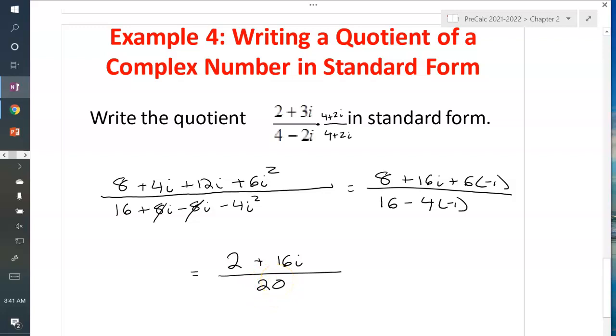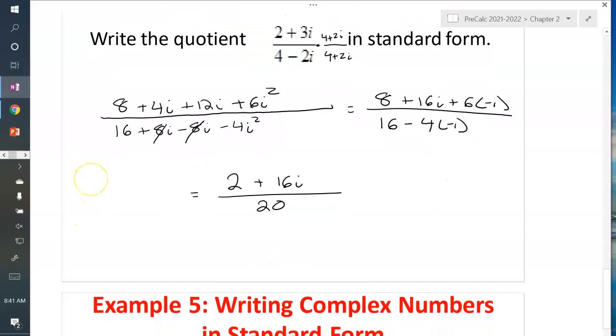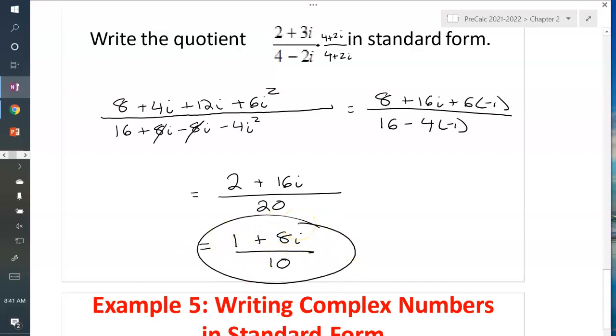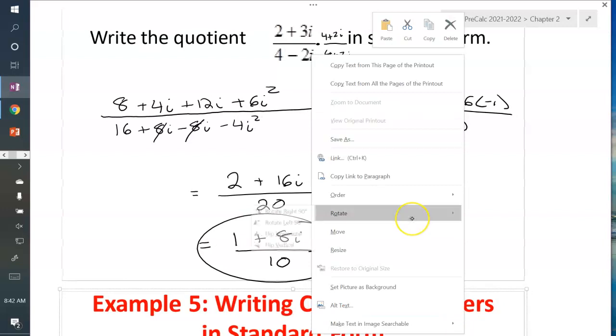That's 20. Now notice that I can pull a 2 out of each of my terms. So I'm going to reduce this a little bit. I'm just going to pull a 2 out. So I get (1 + 8i) divided by 10. And I'm perfectly fine if you stop right there. I think your book goes an extra step and they make this 1/10 + (8/10)i.